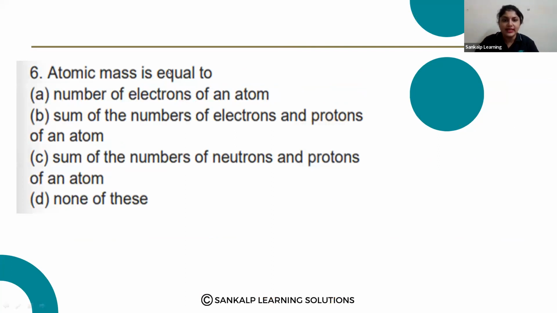Atomic mass is equal to: A, number of electrons of an atom. B, sum of the numbers of electrons and protons of an atom. C, sum of the numbers of neutrons and protons of an atom. And D, none of these. So how do you calculate atomic mass? A simpler question, not related to solutions. Sum of number of electrons and protons in the atom?